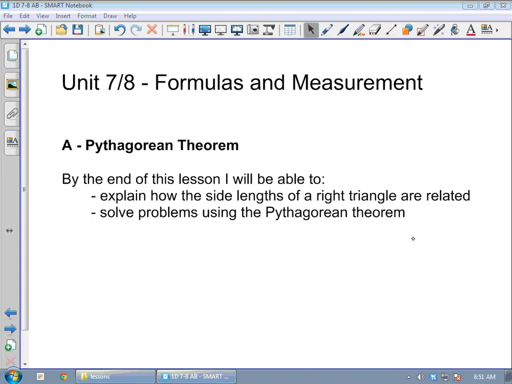This lesson is going to cover some material out of Units 7 and 8. This is Box A, and we're going to take a look at the Pythagorean Theorem, which should be a little bit of a review from grade 8 for you. By the end of this lesson, you should be able to explain how the side lengths of a right-angled triangle are related to one another and solve problems using the Pythagorean Theorem.